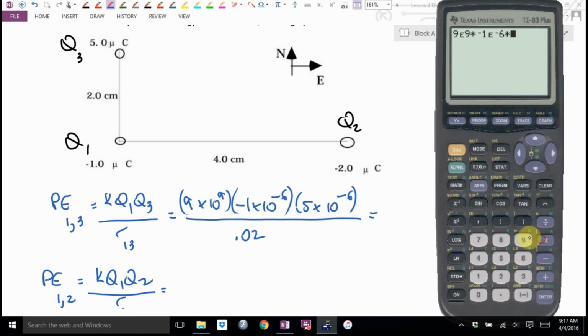Negative 6, 5 times 10 to negative 6, divided by 0.02. So the potential energy that charge 1 has due to its location near charge 3 is negative 2.25. Is that right, Mr. Duick? I thought you said the answers were going to usually be in thousands. I lied, I guess. Do you get negative 2.25?